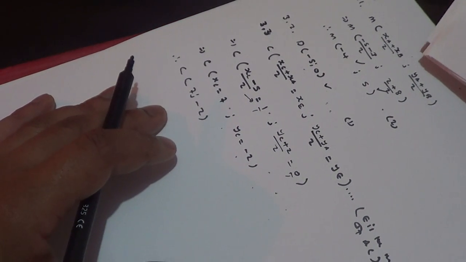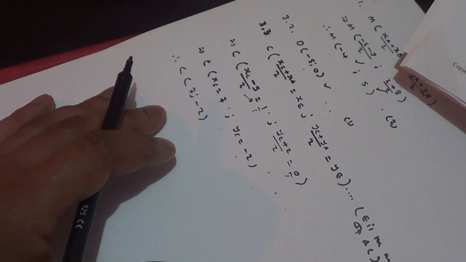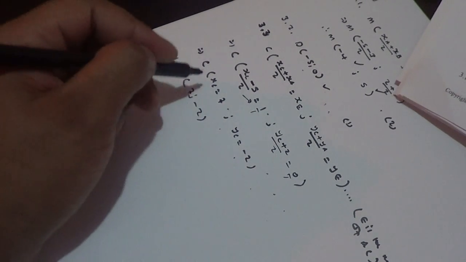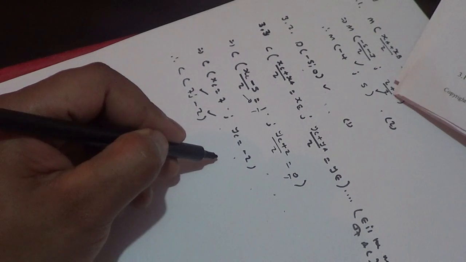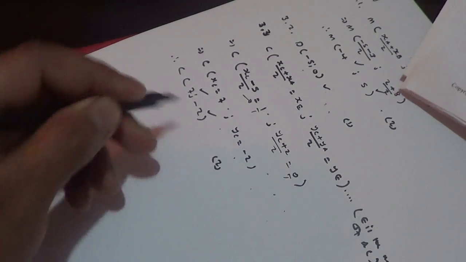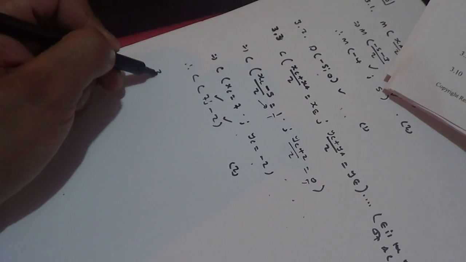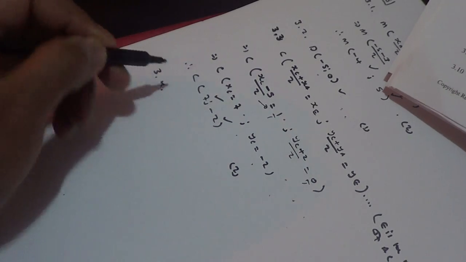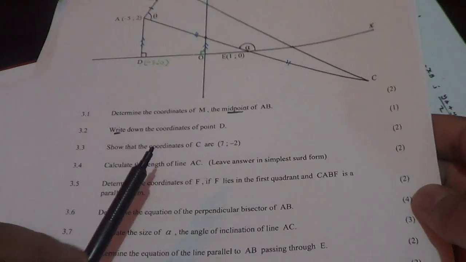Is it not what they wanted? That's what they wanted. And then, of course, how many marks? Just 2. That's great, you're getting those 2 marks. Sometimes they can be quite stingy. 3.4, okay, we are done.